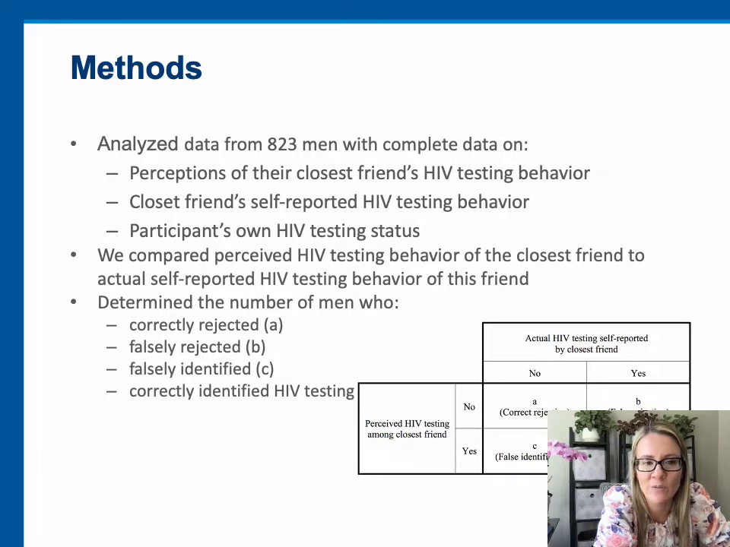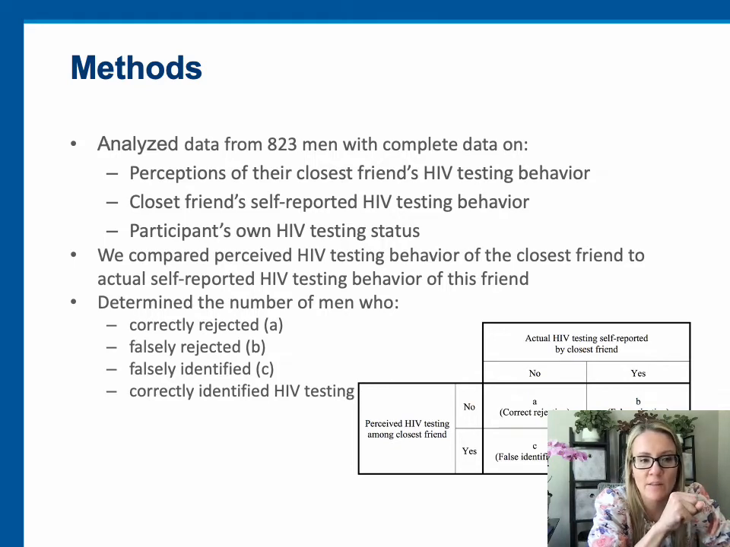We analyzed data from 823 men for whom we had complete data on their perceptions of their closest friends' HIV testing behavior, as well as their closest friends' actual self-reported HIV testing behavior, and the participants' own HIV testing status. So we compared the HIV testing behavior of the closest friend to the perceptions of the individual to see if we could categorize each participant into one of these buckets.